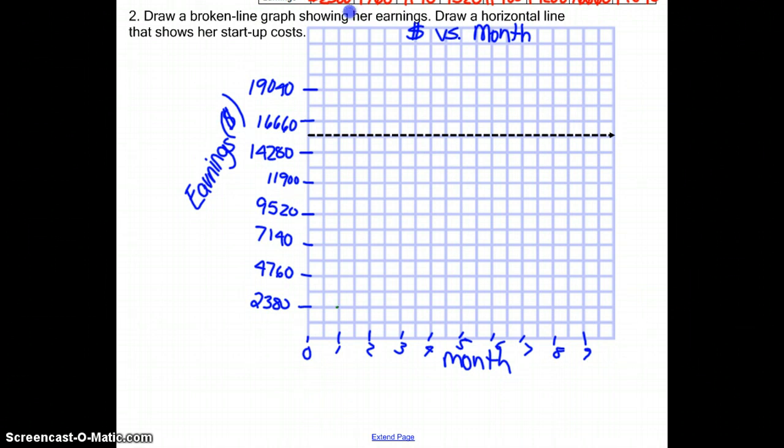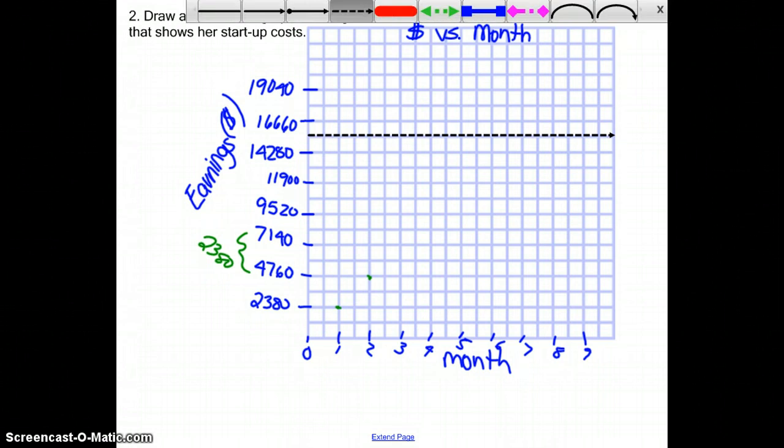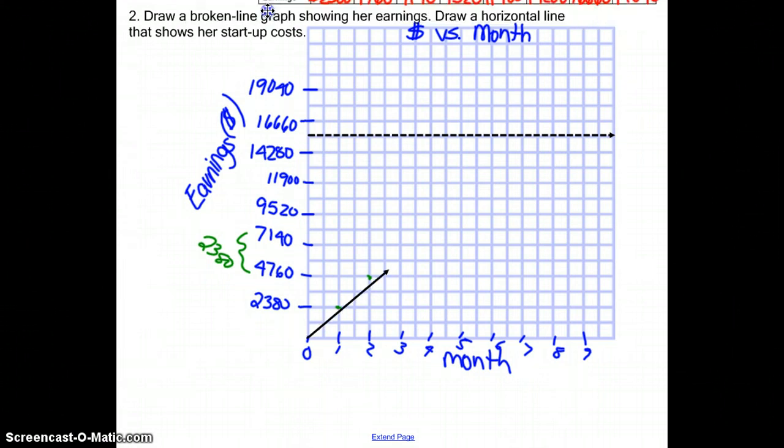So we know that after 1 month, it's 2,380, 2 months, 4,760. Now the reason we can go up by these numbers is because we're going up by the same amount every time. There's $2,380 between every set of points, so it's okay to use that as your labels. So now let's finish this off by putting another line on here. So what we're looking for here is where the lines cross. And where the lines cross is the amount of time that it will take her to pay off her startup costs. So where does she actually pay off these startup costs?